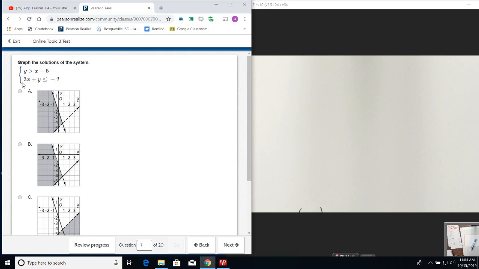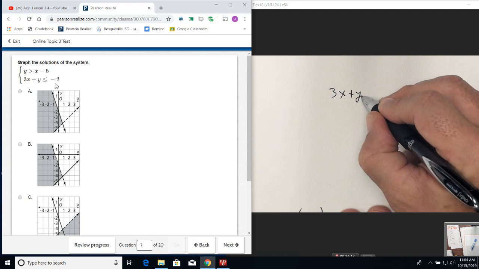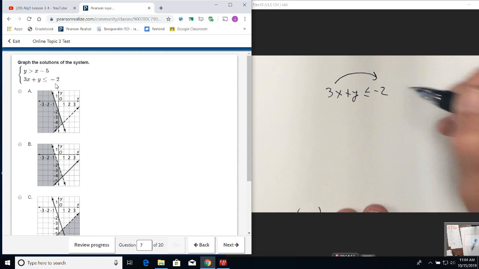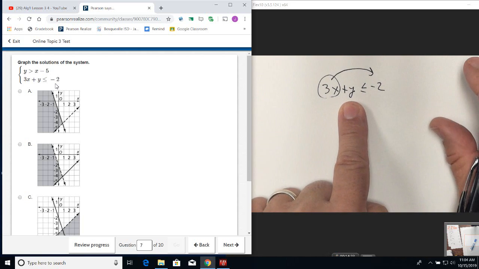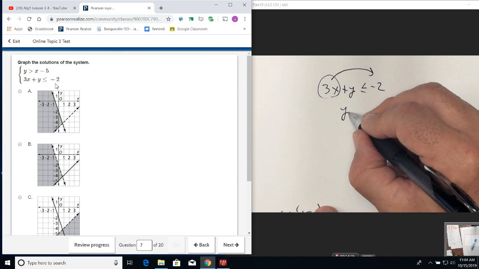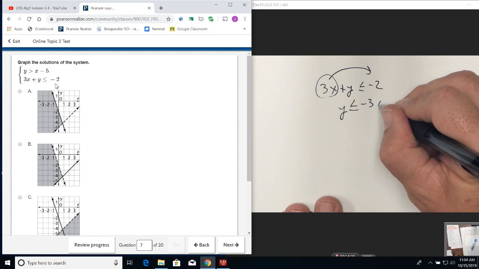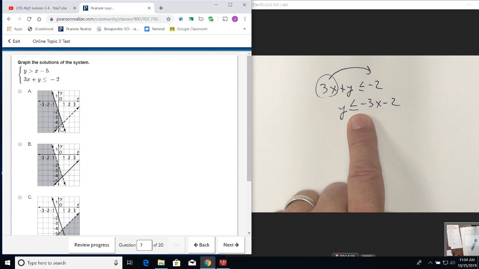So let's graph the second one, which is 3x plus y is less than or equal to negative 2. I can't graph it until I get the y by itself. So to get the y by itself, I'd have to move that entire 3x across the inequality, which would make it a negative 3x once it jumps across. So this would be y is less than or equal to negative 3x minus 2. So the boundary line is a solid boundary line, just like that one is. So that's good so far.